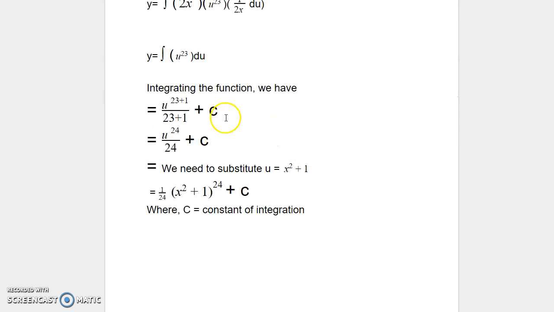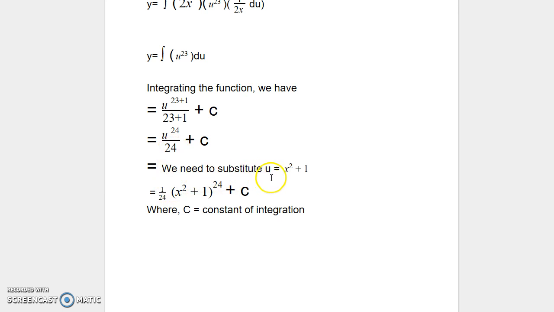Now we're going to use the integration process to simplify this. Integral u to the power of 23 du, we can write as u to the power of 23 plus 1 divided by 23 plus 1, plus c, where c is a constant of integration. And then u to the power of 23 plus 1 translates to u to the power of 24. And in the denominator, we have 23 plus 1, which translates to 24.